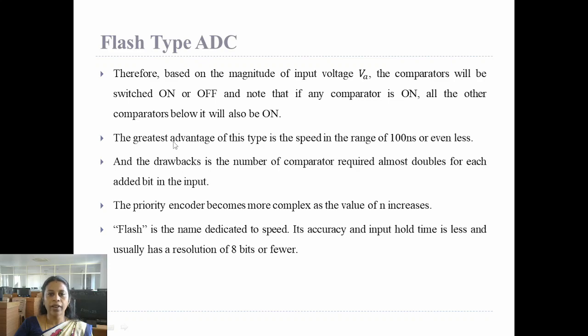Now, the greatest advantage of this flash type analog to digital converter is its speed. The speed can be in the range of 100 nanoseconds or even less. The only drawback is the count of comparators. When the number of bits increases, the comparator count doubles accordingly. The priority encoder also becomes more complex as the value of n, the number of bits, increases.